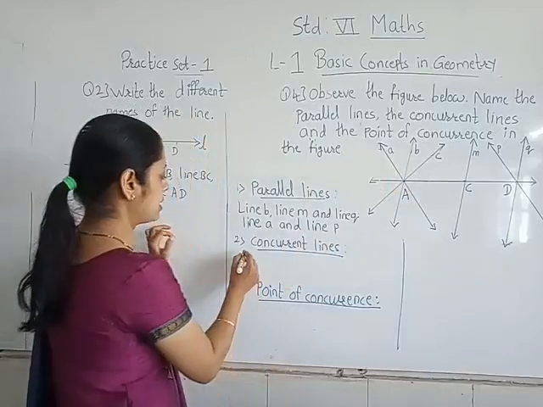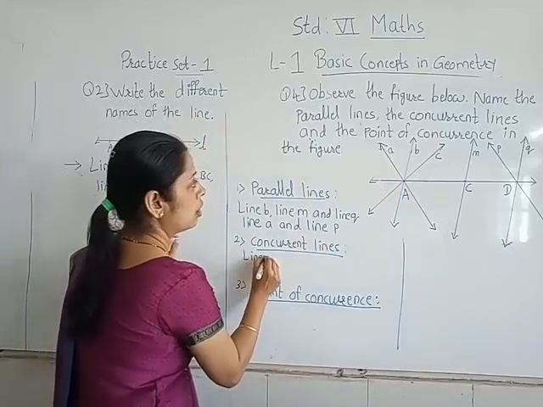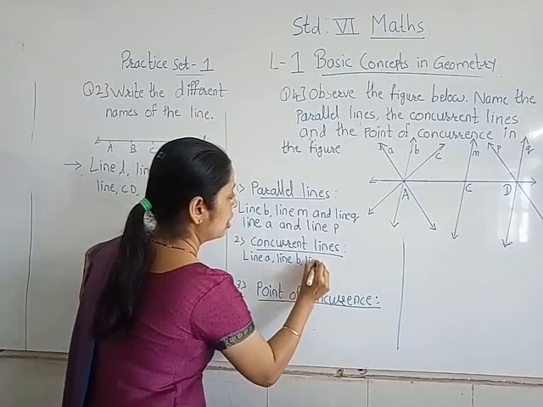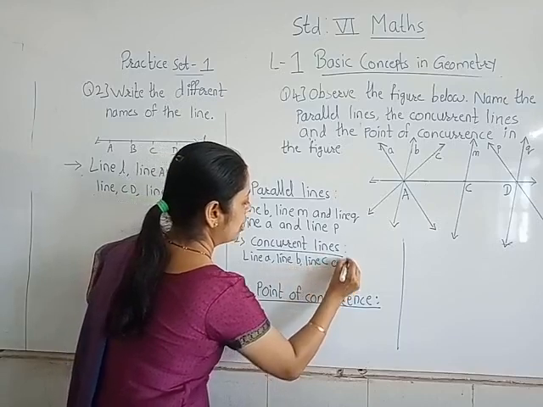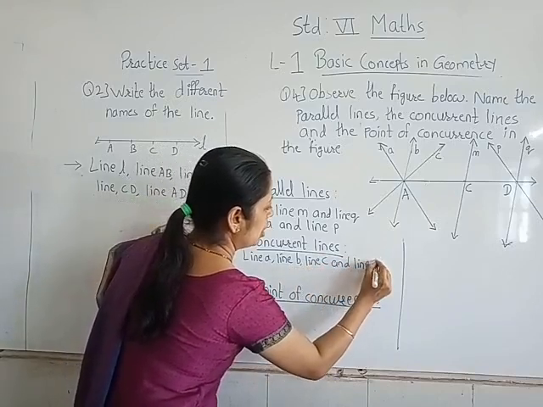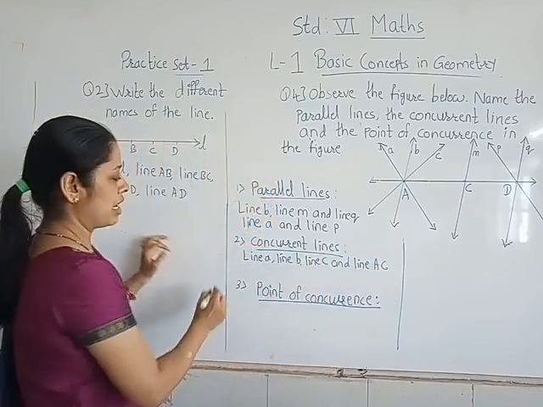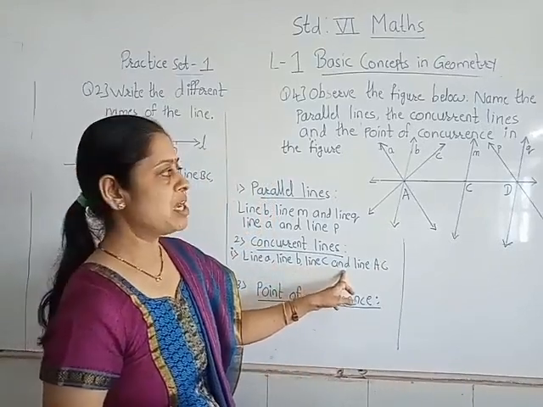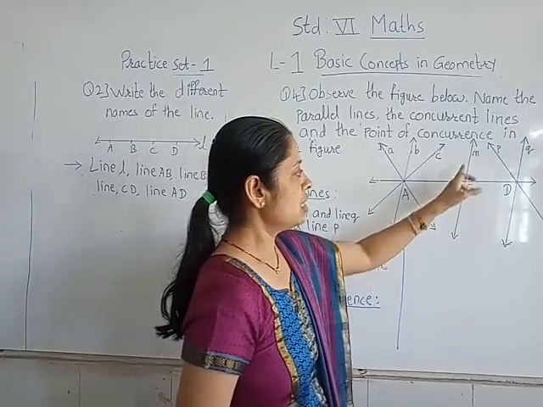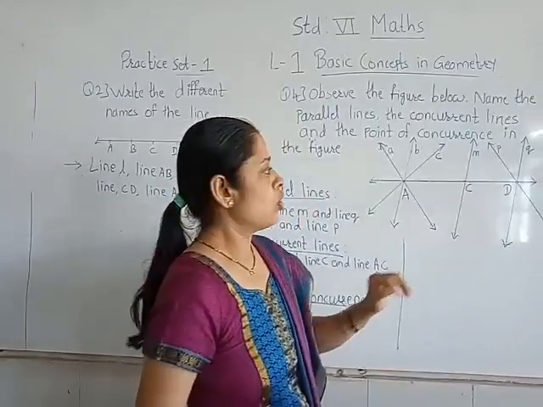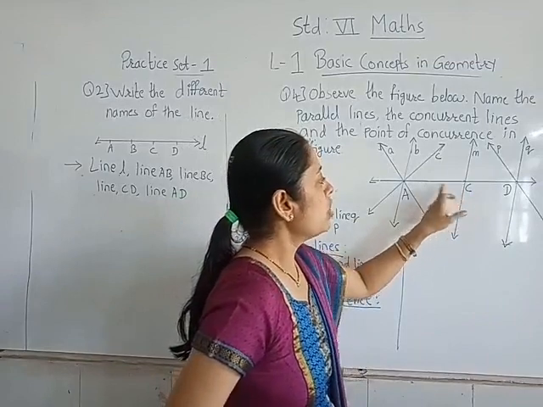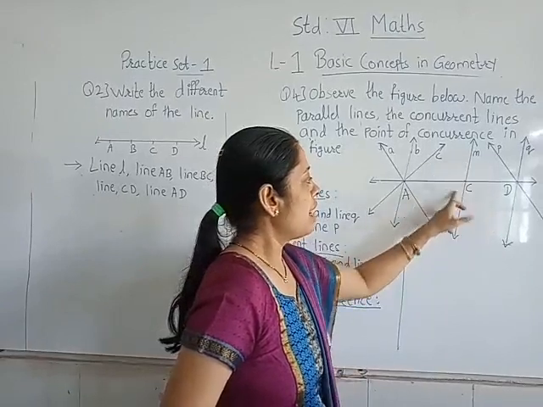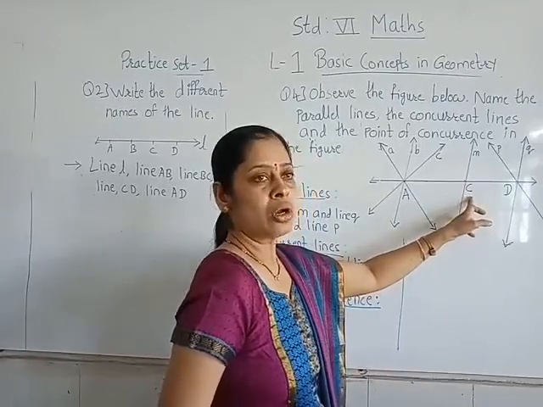Write down concurrent lines. Line A, line B, line C and line AC are concurrent line. This is the first set of concurrent line. Now tell me near point C, is there concurrent lines? No, because near point C only two lines passing through point C. So line M and line AC are not concurrent lines.